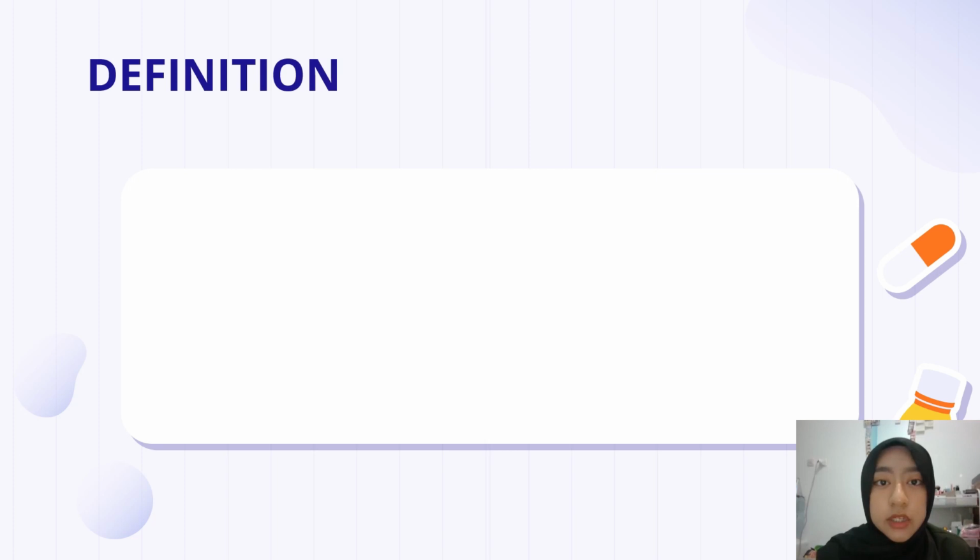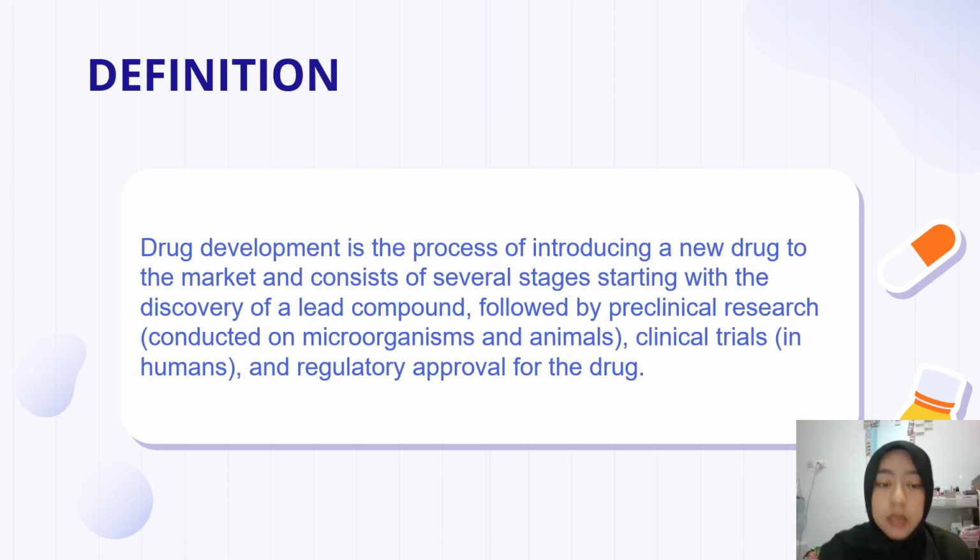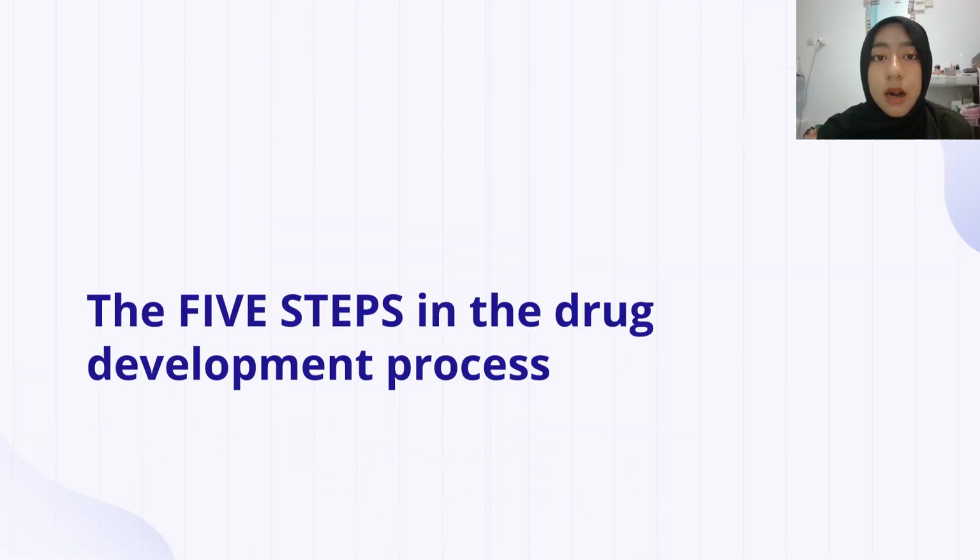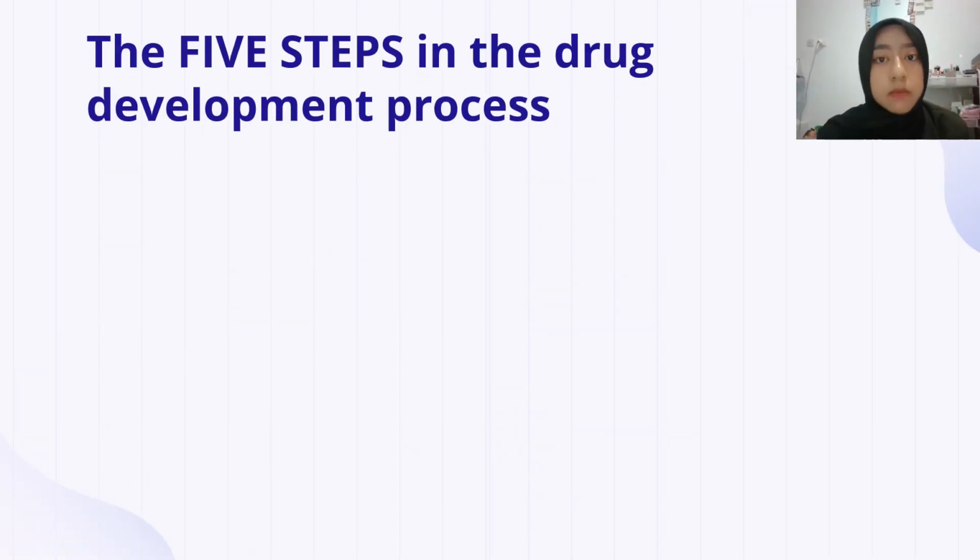First, the definition of drug development. Drug development is the process of introducing a new drug to the market and consists of several stages, starting with the discovery of a lead compound, followed by preclinical research conducted on microorganisms and animals, clinical trials in humans, and regulatory approval for the drug. There are 5 steps in the drug development process that together are designed to help ensure that potential new therapies are both safe and effective.